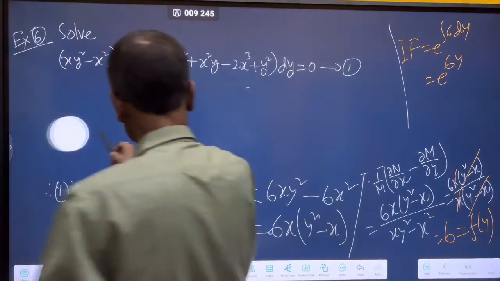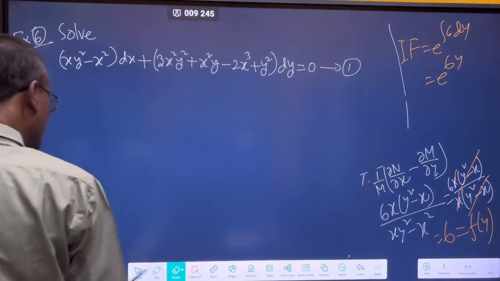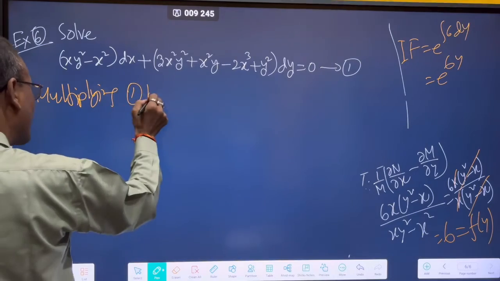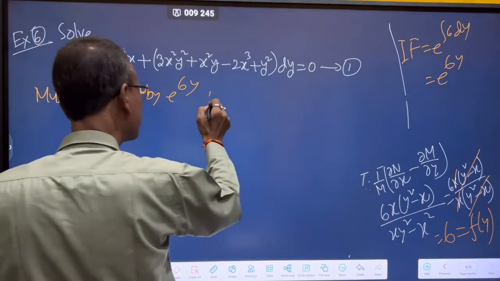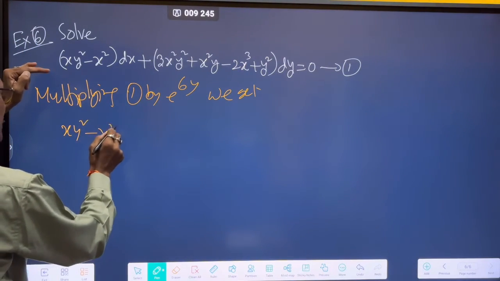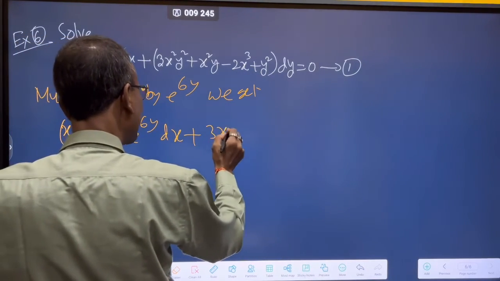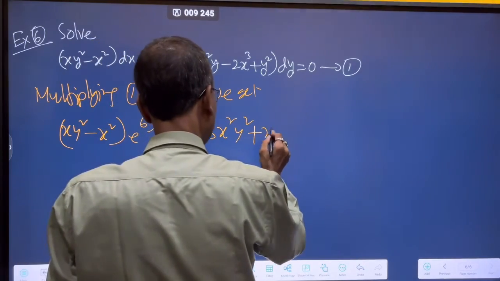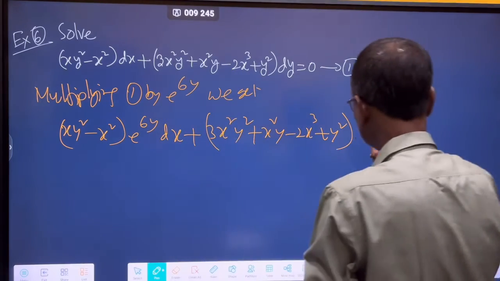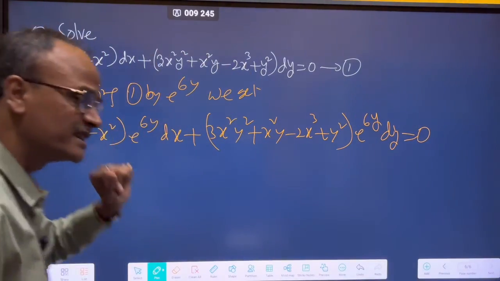Let me write it down. Multiplying by e to the power 6y, we get (xy² − x²) e^(6y) dx + (3x²y² + x²y − 2x³ + y²) e^(6y) dy = 0. Suppose this is number 2.